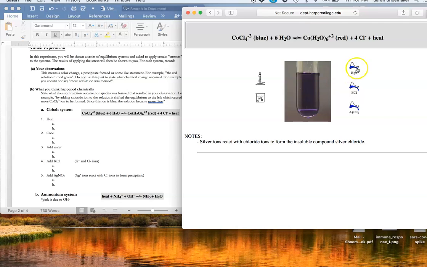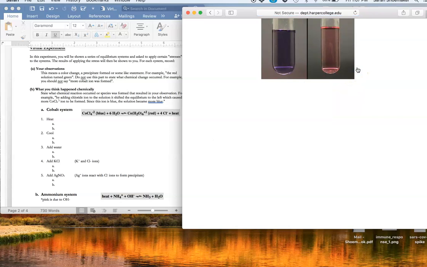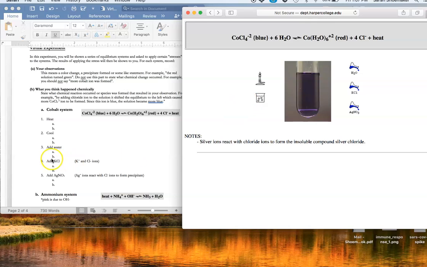Now we're going to add water. All right. If we add water, we see that it gets pink. Okay, so we look at the equation here, and water is a reactant. And if we add more water, we're going to shift it towards the product side, which should make it turn more red. And that is, in fact, what happened.